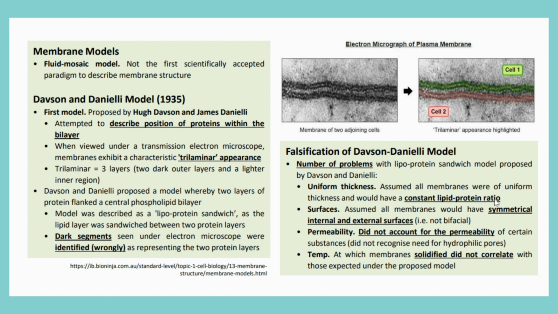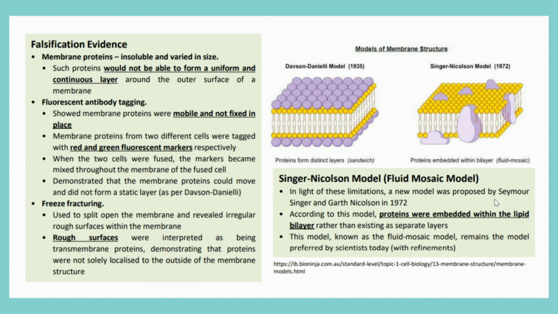And what was used to flag out these problems were these methods. So firstly, they used fluorescent antibody tagging as well as freeze fracturing. So, as we know, membrane proteins are insoluble and varied in size. As we know, there's a phospholipid head, there are integral proteins, there are peripheral proteins. So, how can you expect the layer to be uniform and to be symmetrical when you have proteins bouncing in and out, and you have glycoproteins and you have cholesterol? So, there's no way that you would have a uniform and continuous layer on the outer surface, as mentioned and explained by Davison and Danieli in their model.